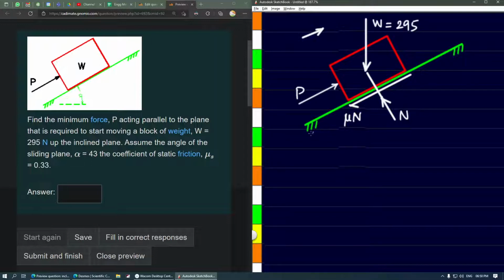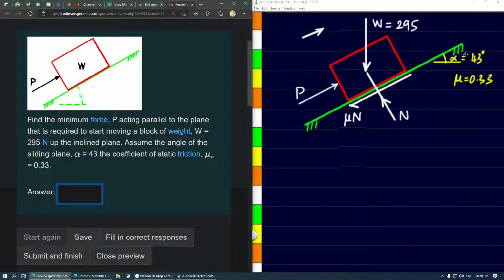Alpha value, that is the angle of inclination here, that's given as 43 degrees with the horizontal. And then the coefficient of friction, that is mu, has been given here as 0.33. So each student will be given a different value of these W, alpha as well as mu, and those values you need to use in order to find this unknown, whatever it is that is asked. So let's go ahead and take these values and solve it.